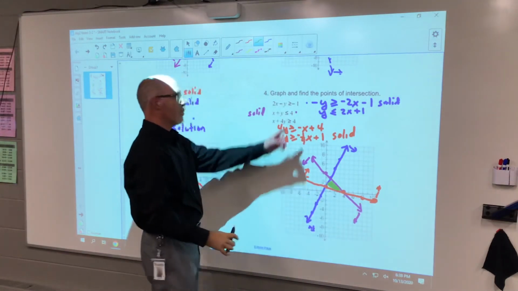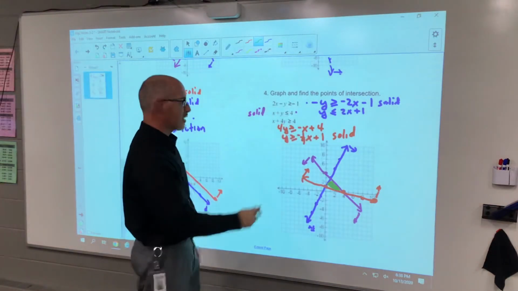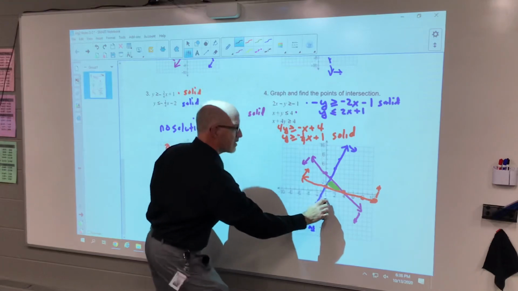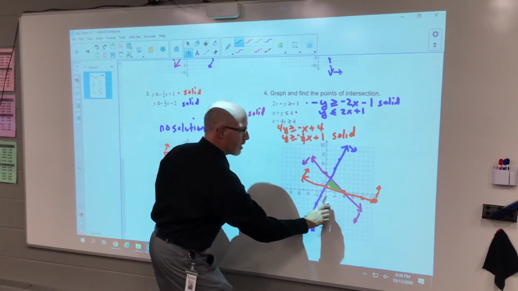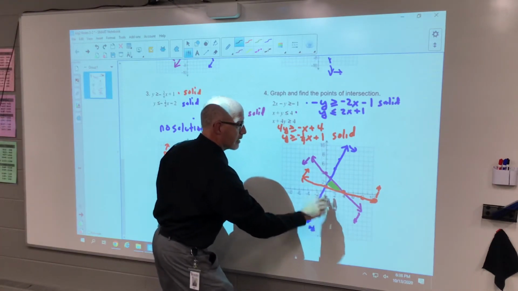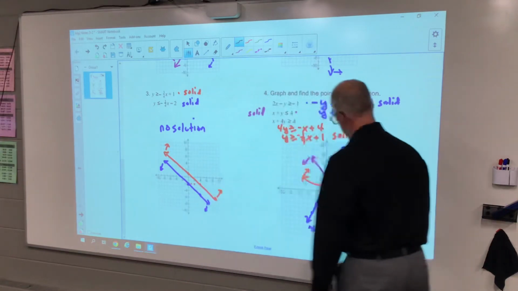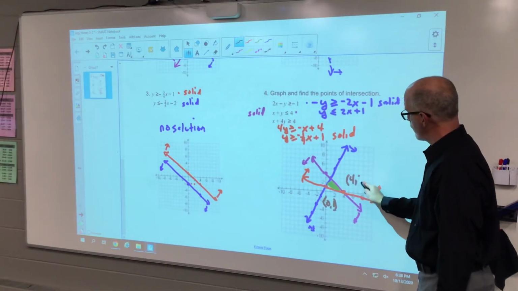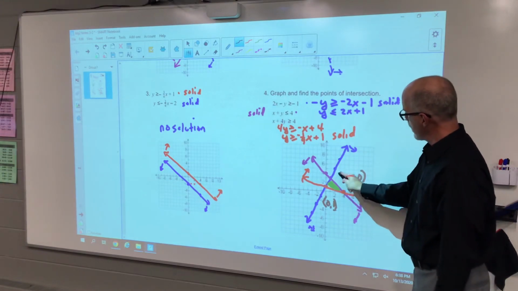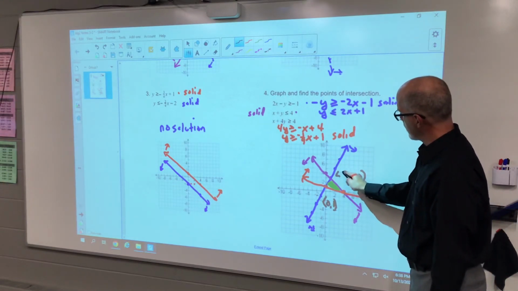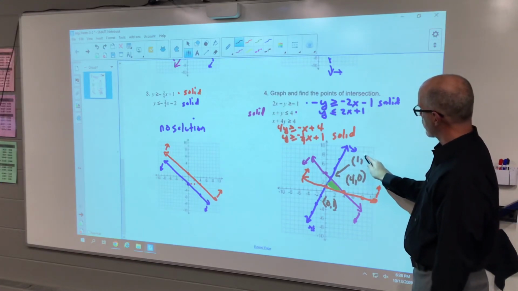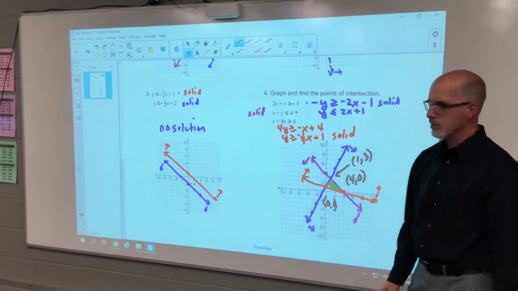What I want to know when it says find the points of intersection, these are the points where it intersects. It intersects here at 0, 1. That's that point right there. This one is at 4, 0. And this one right here is going to be 1, 3 for my intersection points.